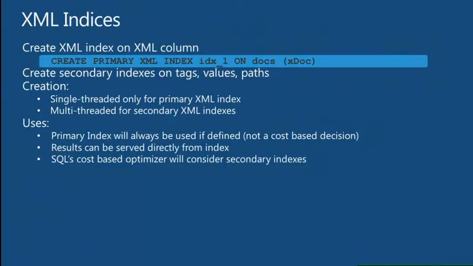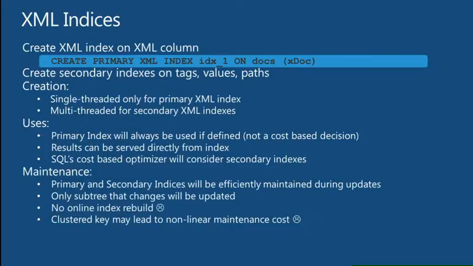The result can be directly served out of the index, so you don't have to go and deconstruct your XML document to find the nodes that you're interested in. The secondary indices will always be considered based on cost and statistics. So that one is not done by the algebraizer, but by the query processor. In terms of maintenance, primary and secondary indices will be efficiently maintained. If you do an update, we only update the part of the index that needs to be updated. We don't recreate it fully.